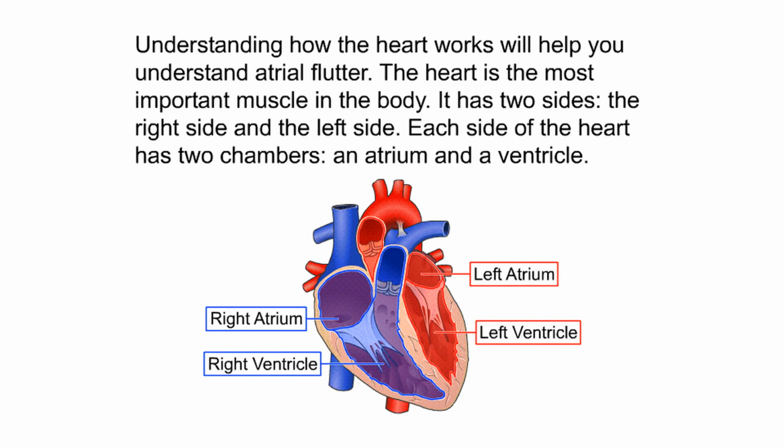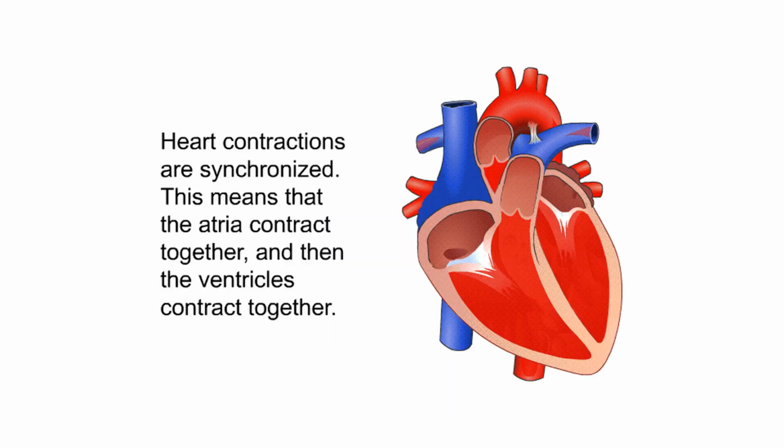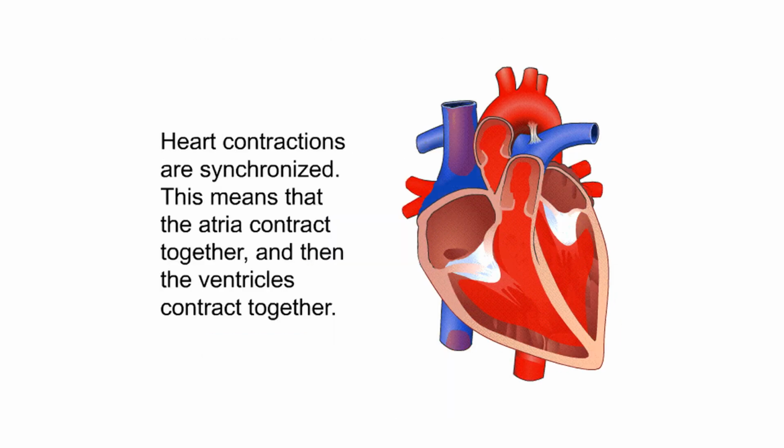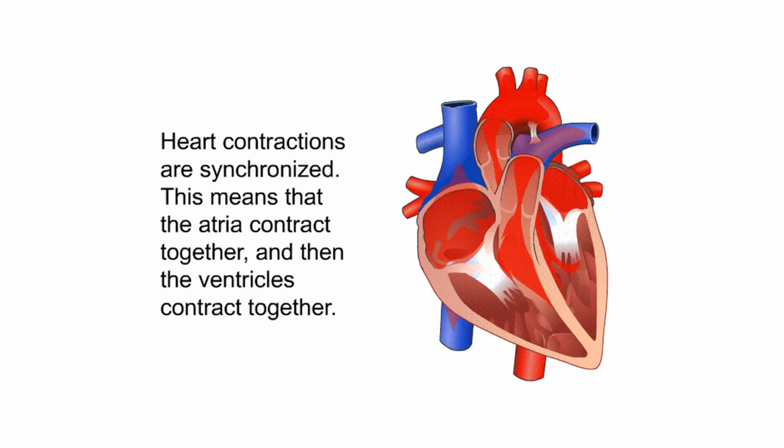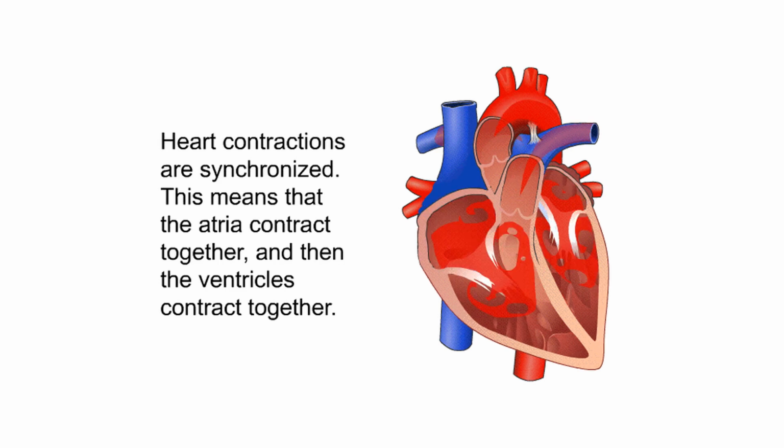The heart. Understanding how the heart works will help you understand atrial flutter. The heart is the most important muscle in the body. It has two sides, the right side and the left side. Each side of the heart has two chambers, an atrium and a ventricle. Heart contractions are synchronized. This means that the atria contract together and then the ventricles contract together.